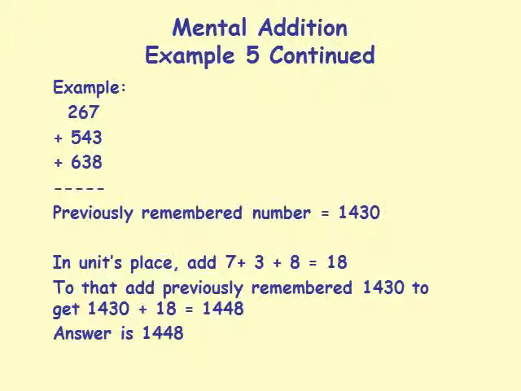Now we continue. We had already remembered 1430 from adding 260 plus 540 plus 630. Now I have to add the digits in the units column. In units place we have 7 plus 3, which is 10, plus 8, 18. So we are going to add 18 to 1430. So 1430 plus 18 is 1448. Answer is 1448. That means 267 plus 543 plus 638 is 1448.